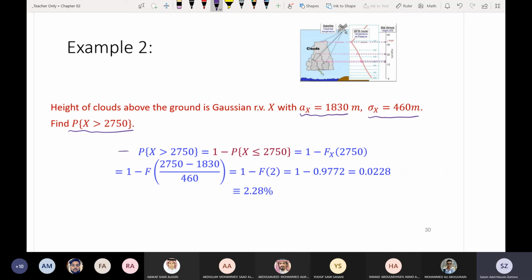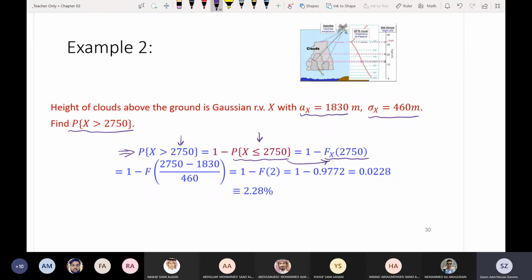To calculate this احنا عندنا ال CDF، ما عندنا larger than، عندنا less than. So probability that x is larger than a specific number equals 1 minus the probability x is less than or equal that number. Right? It's 1 minus that. لأنه this is a complement event لو تتذكروا. And the probability that x is less than this number equals Fx of the same number, 2750.